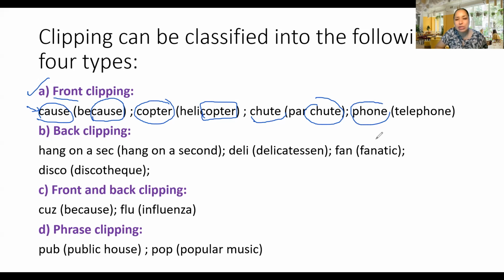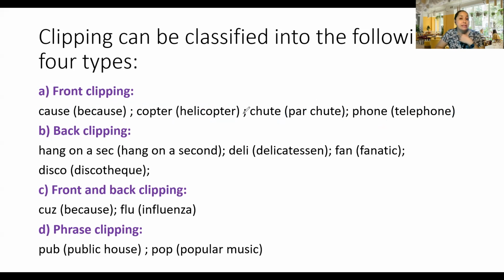Phone, the most common one that we use. Oh, where's my phone? And we're talking about telephone. The front clip of the word telephone. Okay, so that's front clipping. And then you have back clipping, which is the total opposite. Instead of taking the last part of the word, it takes the first part of the word, the part that is in front. That's why it's called back clipping.